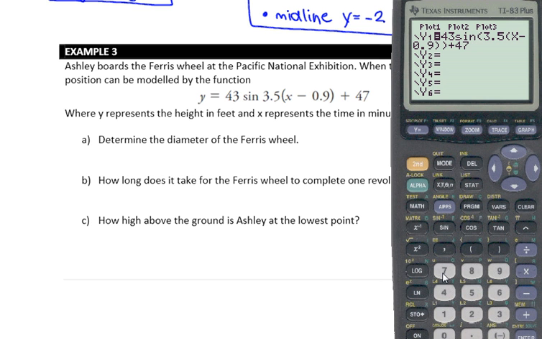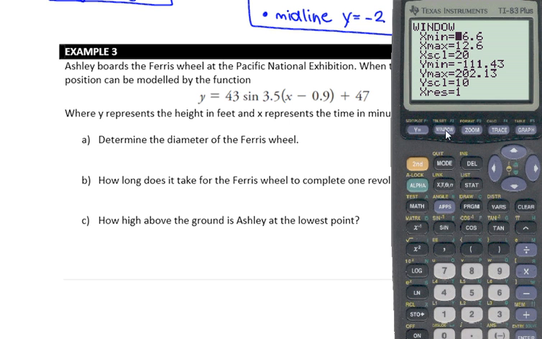How could I get my window settings? Let's talk about the y value. So 47 is our midline. To get our max, we add our amplitude. So it's going to go up to 90 maximum. So we can go up to 100, and then 47 minus 43, almost 0. So we want to go from 0 to 100 for our y value. Okay, 0 for y. And we'll go a scale of 10.